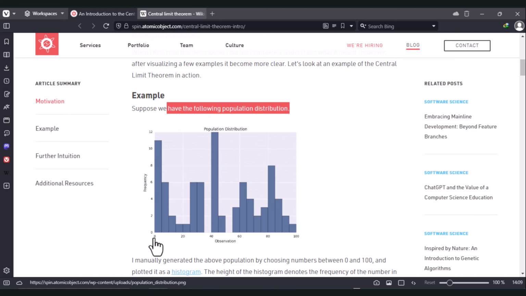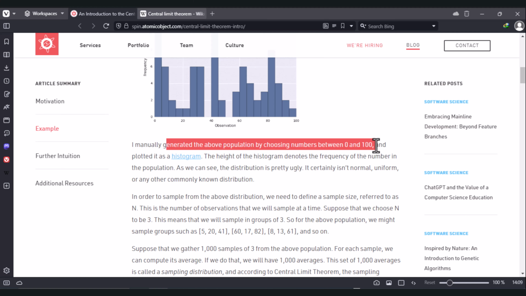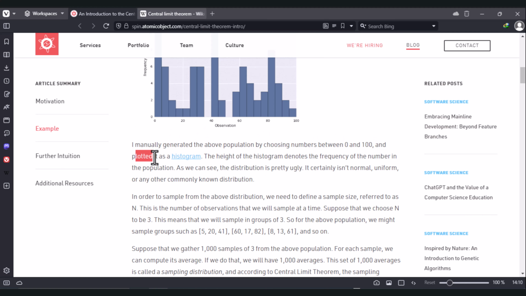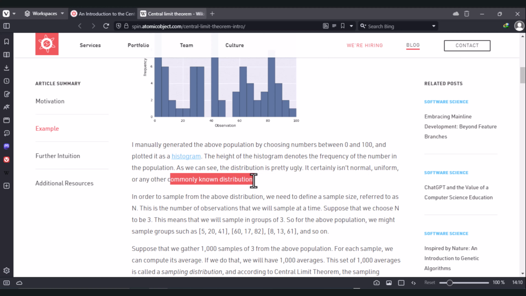We have observations of 0, 20, 40, 60, 80, and 100, and frequencies like 0, 2, 4, 6, 8, 10, 12. We manually generate observations from the above population, choosing from 0 to 100, and plot them in a histogram. The height of the histogram denotes the frequency of the number in the population. As we can see, the distribution is pretty ugly, right? It certainly is not a normal, uniform, or any common known distribution.